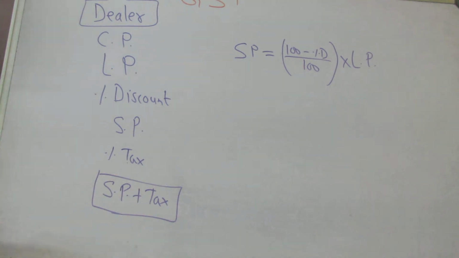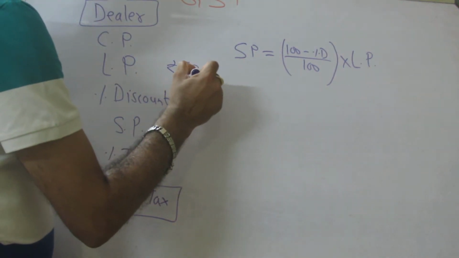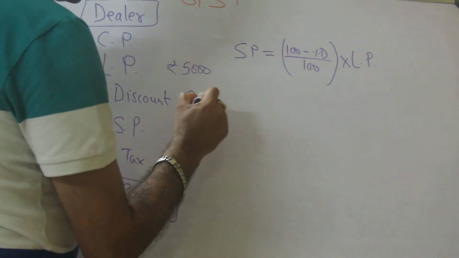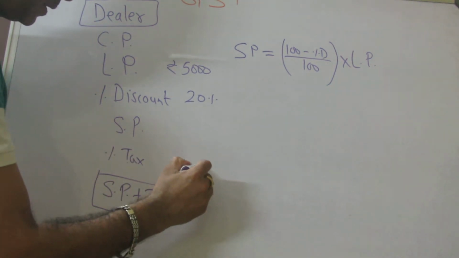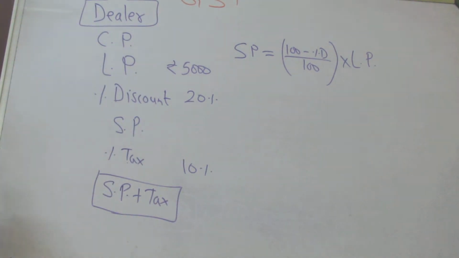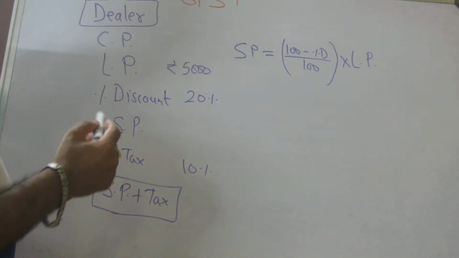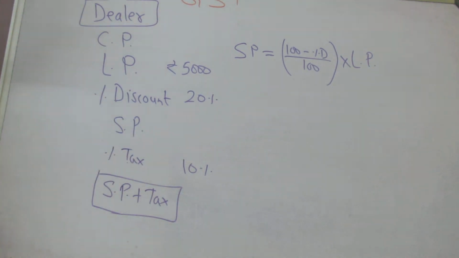So let us say there is a chair marked for rupees 5,000. Okay, I am just taking one example. There is a chair marked for rupees 5,000 and it is also available at a discount of 20%. Okay, and tax on the chair is 10%. Okay, the question is, how much is the amount which a customer will pay if he goes and buys this chair?